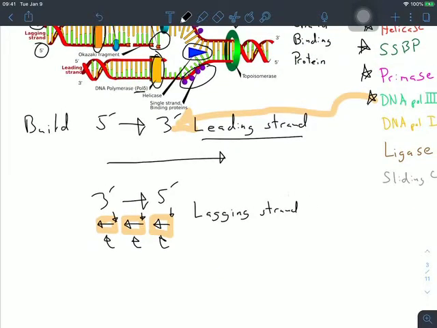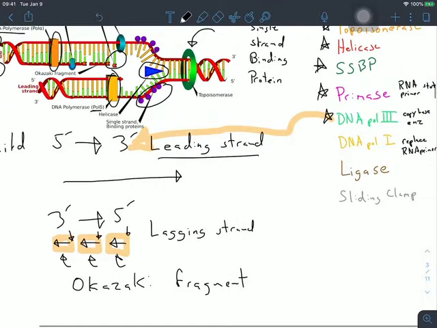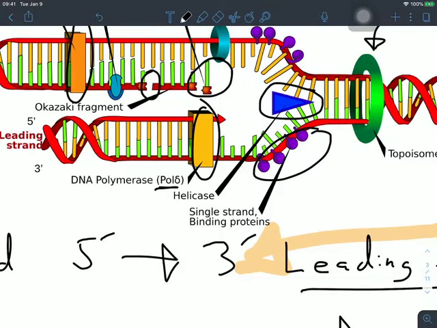These different chunks that you're building it in were discovered by a scientist named Okazaki, and therefore we call them Okazaki fragments. Your DNA polymerase 1 is going to go to each of your Okazaki fragments and replace the RNA primer that was put there by primase with DNA. But it does not stitch everything together. These fragments are still separated, as you can see right here.